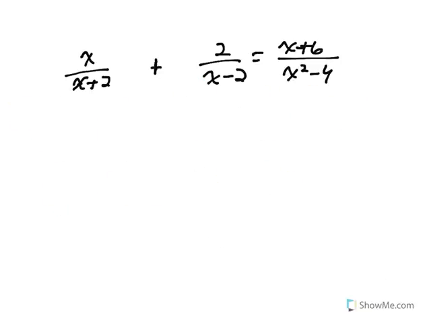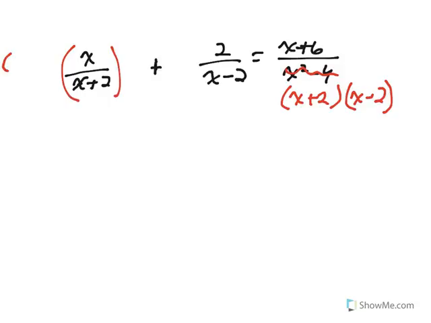In this example, we need to find the common denominator by first factoring this denominator here on the right side of the equal sign. Remember, it is the difference of two squares, so the factors are x plus 2 and x minus 2. That's our new denominator. Now we're going to multiply every single term on both sides of the equal sign by x plus 2 times x minus 2. And right here, the x plus 2 cancels out, leaving x minus 2 times x.